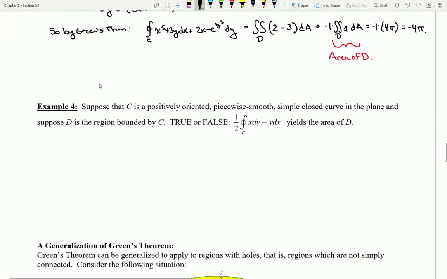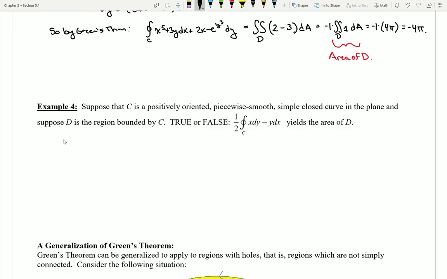Let's take a look now here at example number 4. Let's suppose that C is a positively oriented, piecewise smooth, simple closed curve in the plane, and that D is the region that is bounded by C. Okay. True or false? This integral here yields the area of D. Well, here's what I'd like you to do. I'd like you to try to pause the video and attempt this question on your own. And I'd like you to try to see if you can use Green's theorem to help you confirm whether this is true or false. Pause the video, give it a shot, and then unpause to see me work through the answer.